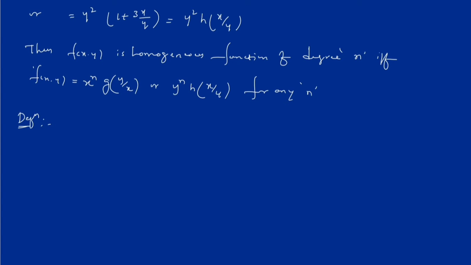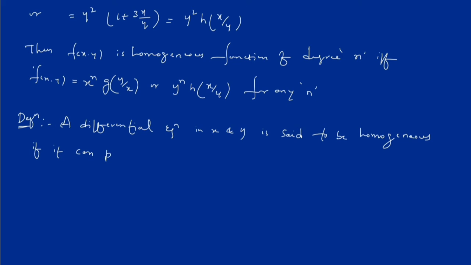Here, a differential equation in x and y is said to be homogeneous if it can be put in the form dy by dx equals f of x comma y upon g of x comma y, right?